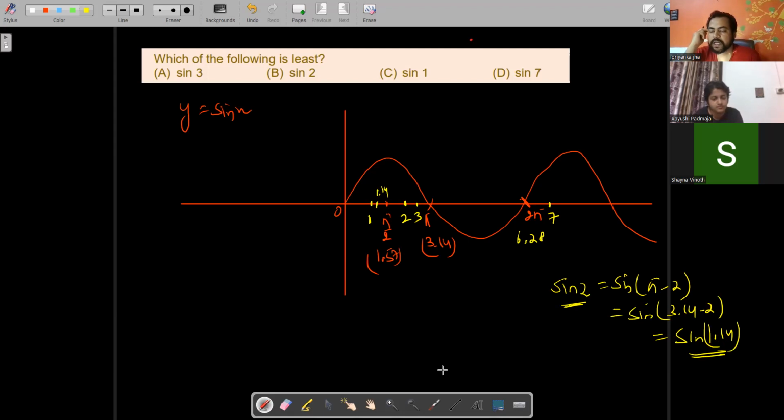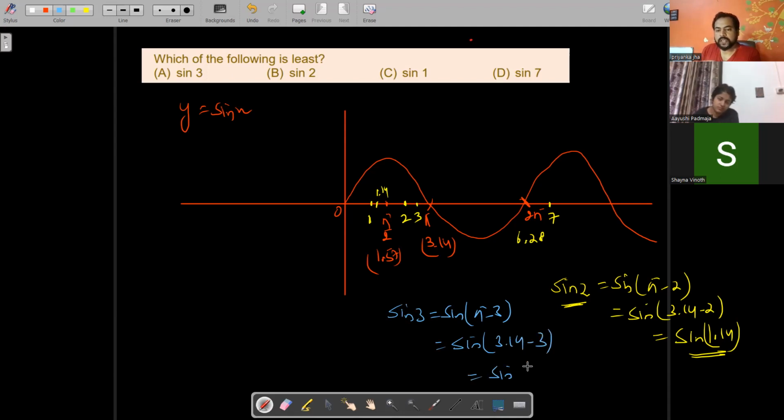Yes, sir. Sana, you understood? Yes, sir. Now, sine 3. Sine 3 is again in the second quadrant. So sine 3 can be written as sine of pi minus 3. Sine of pi minus theta is sine theta only. So sine of 3.14 minus 3 is equivalent to sine 0.14. So sine 3 will have the same value as sine 0.14. 0.14 will come over here.